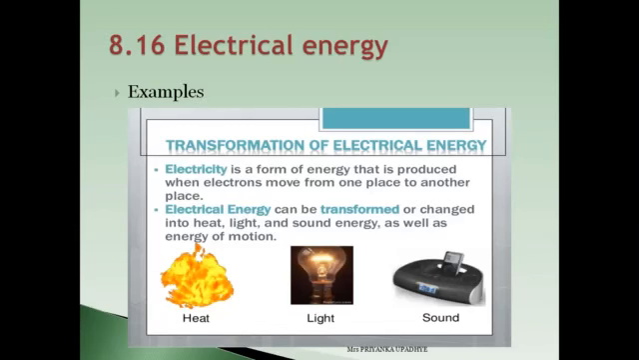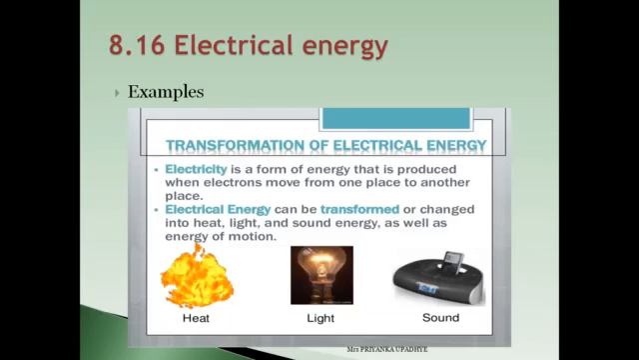When charges move, it is a current. Flow of charges is known as current. Now, the energy we are getting from these electrons is known as electrical energy. This electrical energy can be transformed into different forms. For example, it can be converted to heat, light, sound energy, and many different types of energy.